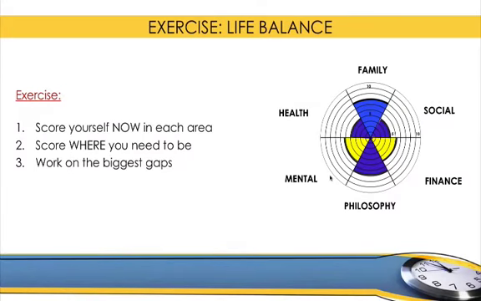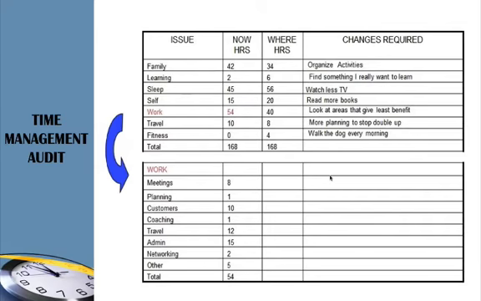Okay. So the exercise, when you get a chance, I want you to go back, score yourself now in each area, score yourself where you need to be, remembering not everything needs to be a 10, and then work on the biggest gaps. Come up with some actions to help you bridge the biggest gaps in your life balance wheel. All right? Because it's all about getting the big picture right.